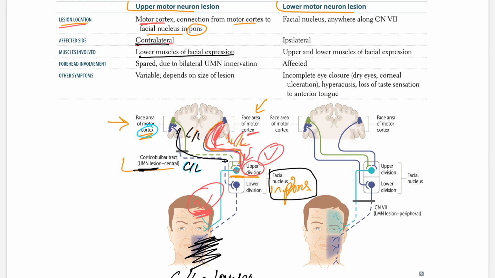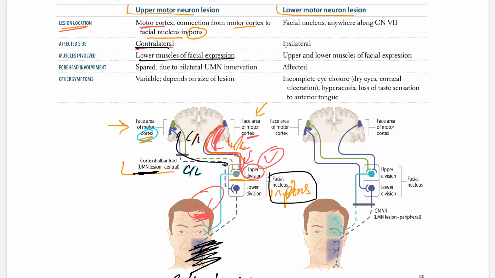Okay. Now, what is spared? The forehead involvement is spared due to bilateral upper motor neuron innervation. Okay. Because you have innervation from this side, so that is intact. Now, other symptoms are going to be variable depending on the size of the lesion. Okay. For the lower motor neuron lesion, let's talk about the lower motor neuron now.